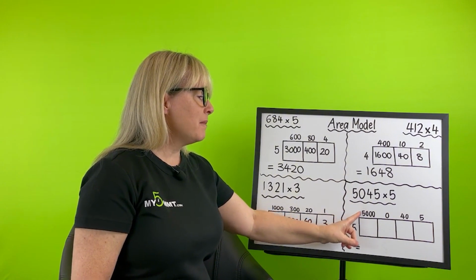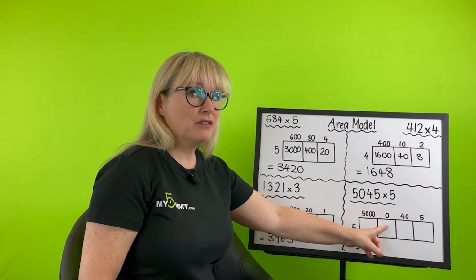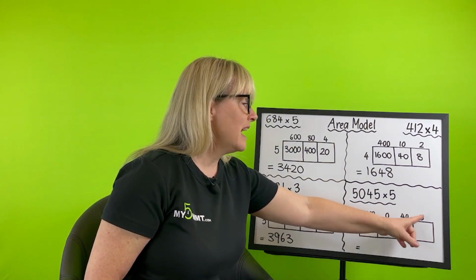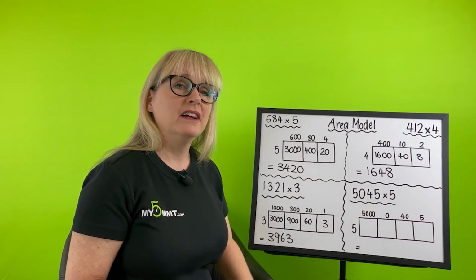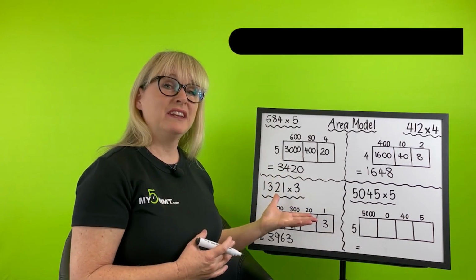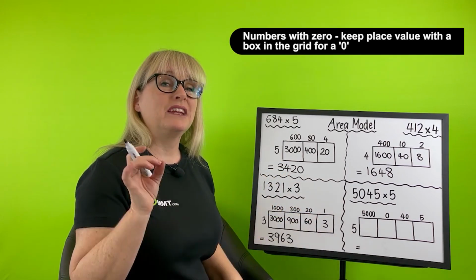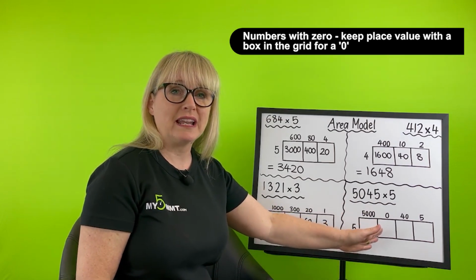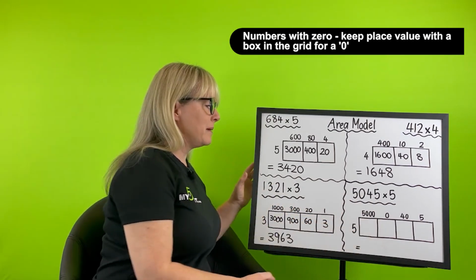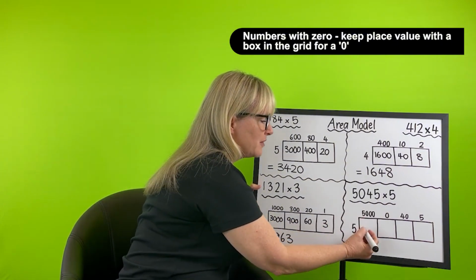And another four-digit multiplication calculation. I've broken up 5,000, 0 in the hundreds, 40 and 5 for 5,045. And that's why I chose this number, to show you that you can have a number with a 0 in it, but you need to keep that place value by putting a box for that so you don't change your number.